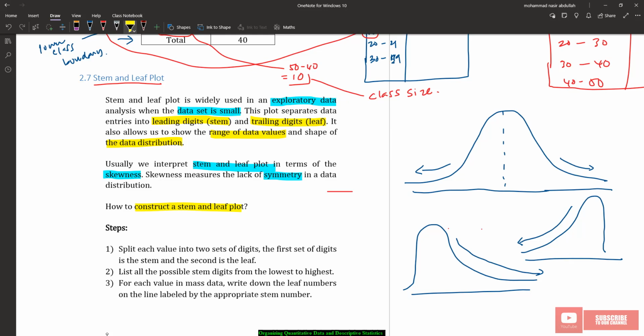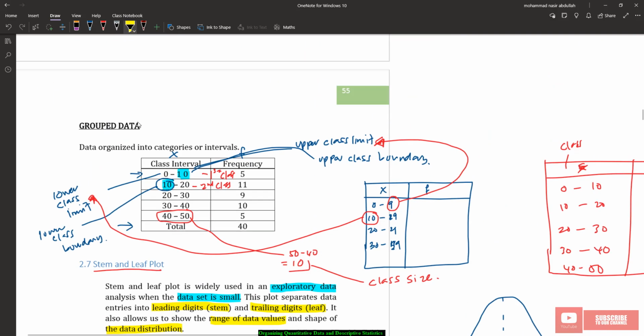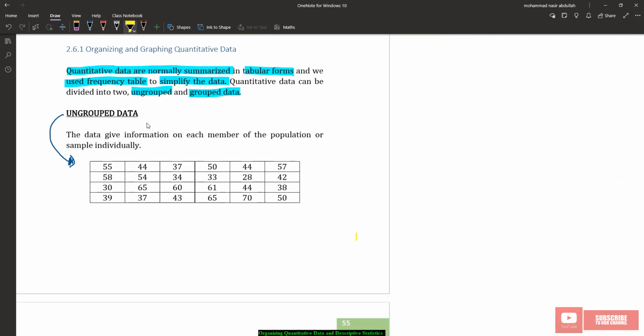So how do we construct a stem and leaf plot? These are the steps. First, we need to split each value into two sets of digits. The first set of digits is called the stem and the second set is called the leaf. For example, let's look at this data, the grouped data on page 54. We have 55, 54, 44, 37, and so on. If you look at this data set, we only have two-digit numbers.